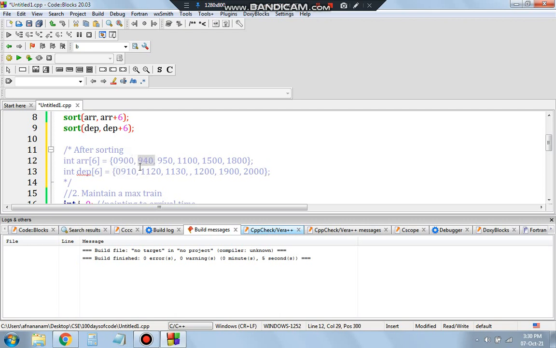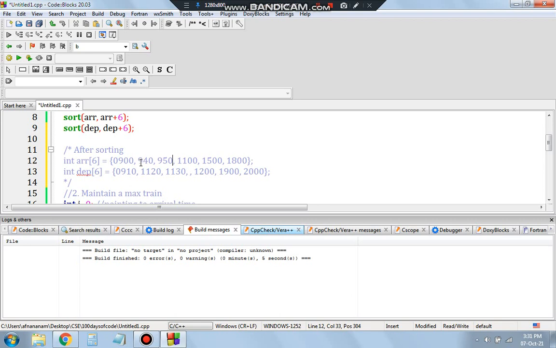So one platform, then we'll compare 11:20 with 9:50. 11:20 is more, so the train will leave at 11:20, but till then the train which comes at 9:50 should be placed. So for that, we'll be increasing one counter. We'll be keeping a counter, max train.